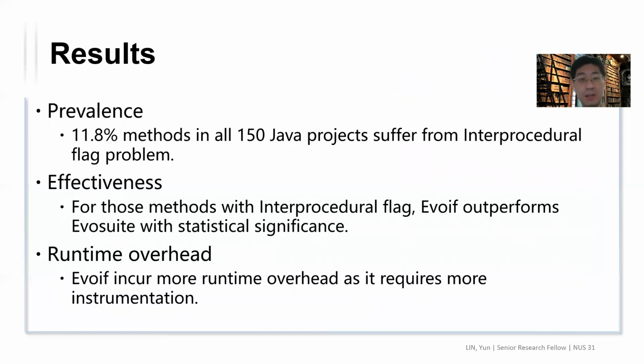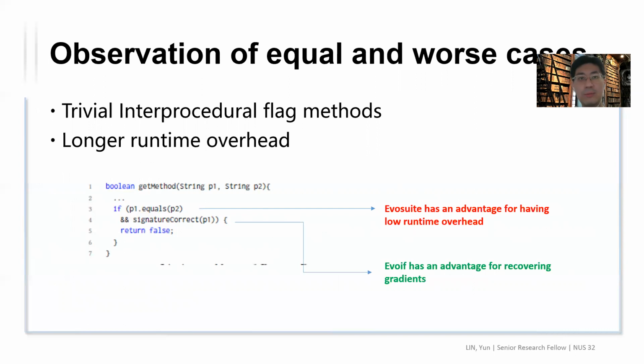We observe that EvoSuite-IF may incur more runtime overhead. The reason is that it requires more instrumentation to record the context-sensitive branch distance. We look into the methods where EvoSuite-IF does not improve on EvoSuite. The major reason lies in two folds. The first is that some interprocedural flags are trivial, which can be covered by random testing. Therefore, EvoSuite-IF has the same performance as EvoSuite. The second is that the larger runtime overhead sometimes impairs the runtime performance of EvoSuite-IF.